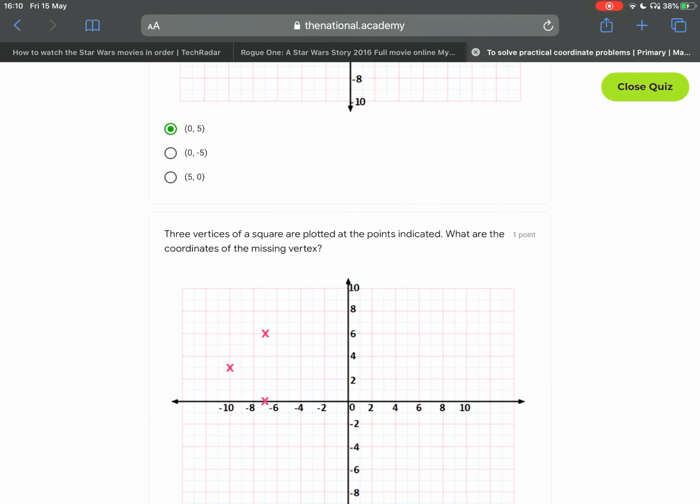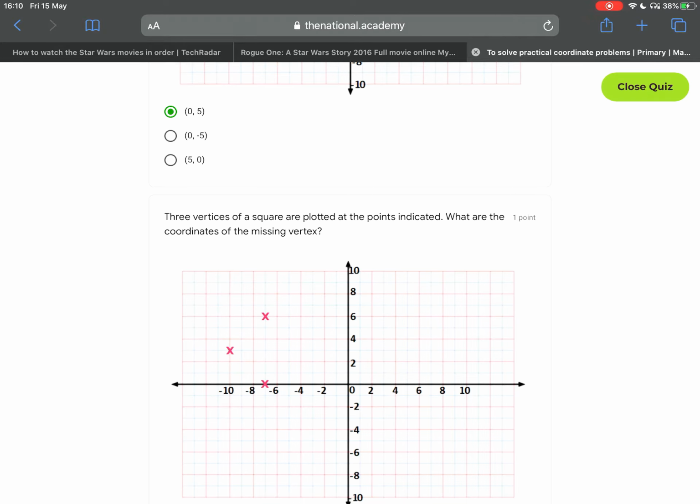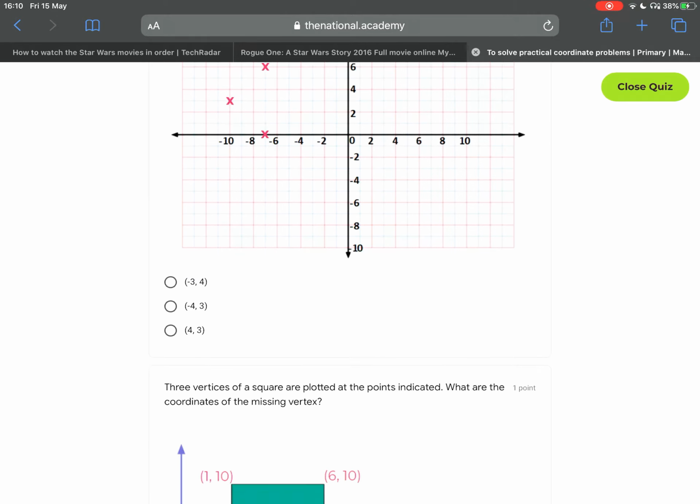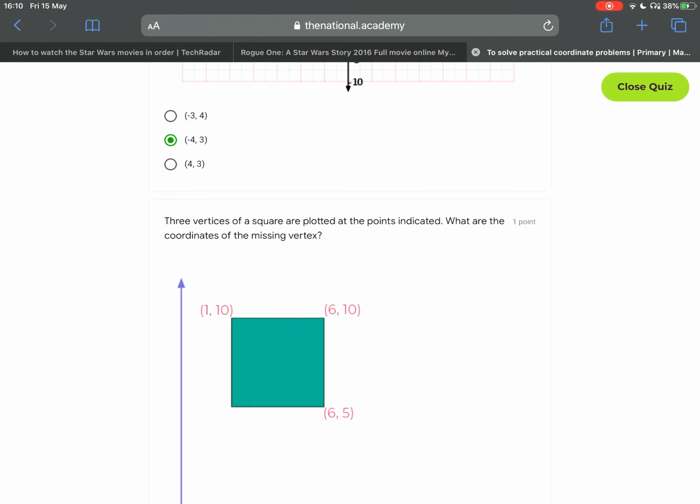3 vertices of a square are plotted at the points indicated. What are the coordinates of the missing vertex? The square, so that means each one is 1, 2, 3 squares apart. So 1, 2, 3. So that will be negative 4, 3.